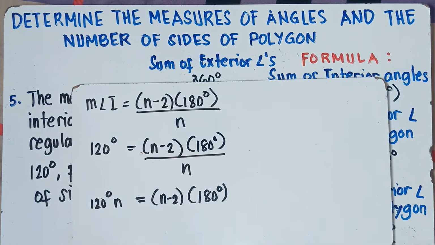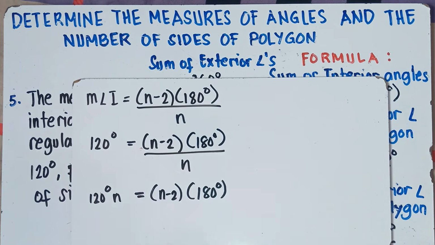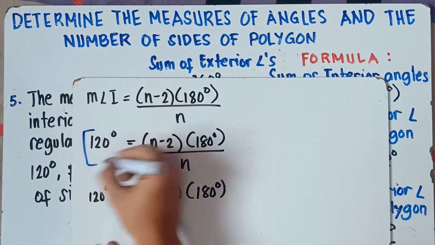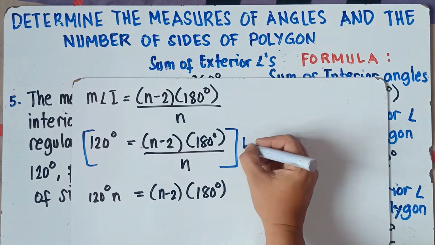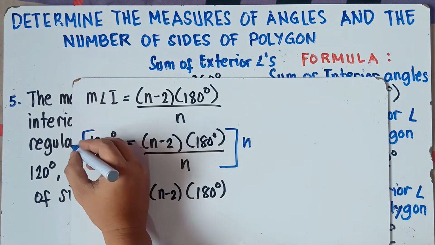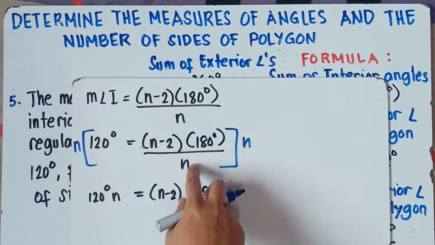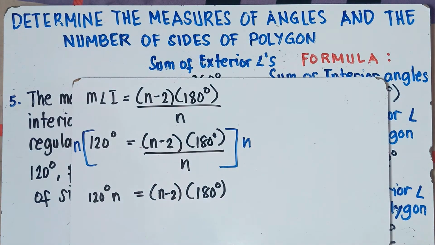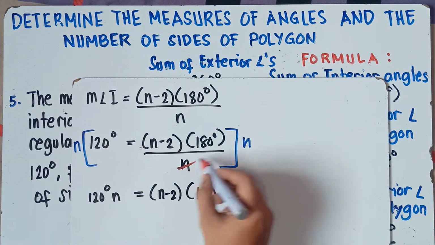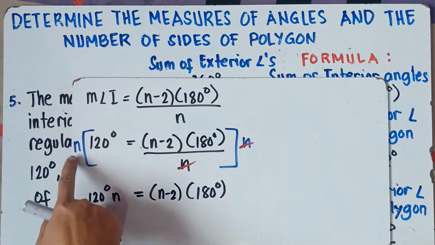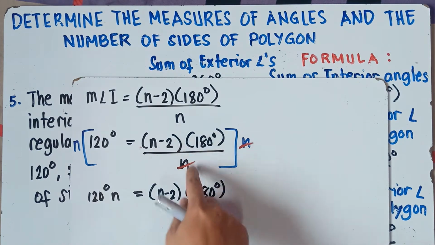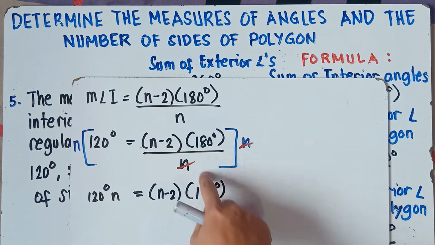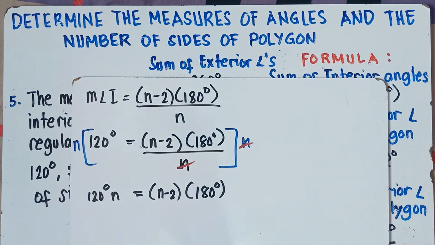So the second solution, class, we can multiply both sides by n. Multiplication property of equality. We can multiply both sides by n so that we can eliminate these denominators, because it will be complicated if we're dealing with fractions. So we multiply both sides by n, so we can cancel this out. And then n times 120 degrees, you get 120 degrees n. And this equation multiplied by n, we can cancel n. You will have the same answer, class. So it's up to you which you prefer.